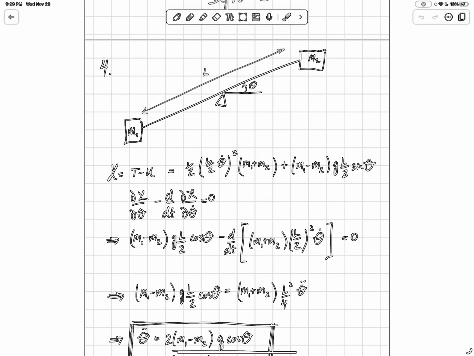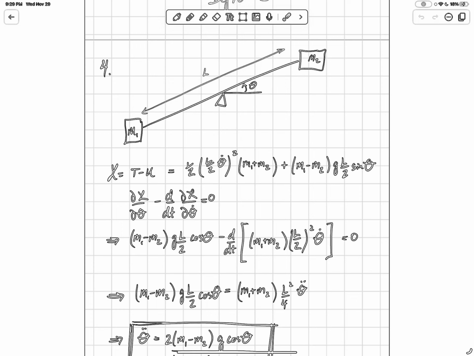Then the potential energy is given by the height of each of these. Now, as theta increases, the height of m2 goes up. How much it goes up is L over 2 times sine theta. Now, the Lagrangian is minus the potential energy, so the minus shows up here for m2. As theta increases, m1 goes down, so the potential energy decreases or goes negative. But again, the minus cancels out, so you get a plus here. So the total Lagrangian has these two terms, the kinetic energy term and the potential energy term.